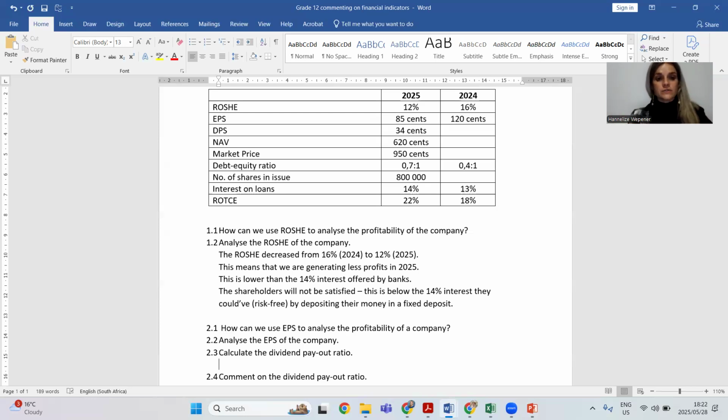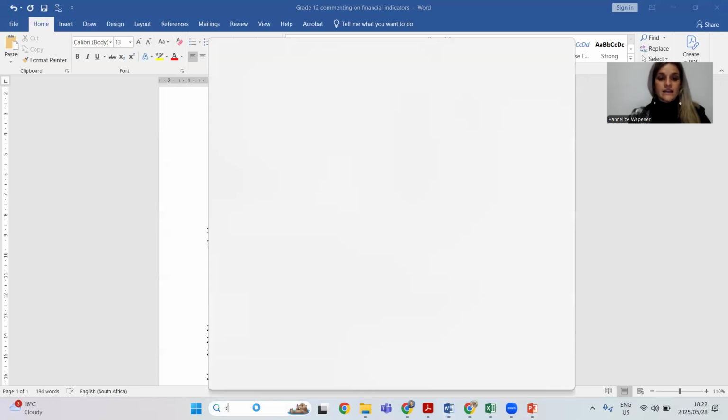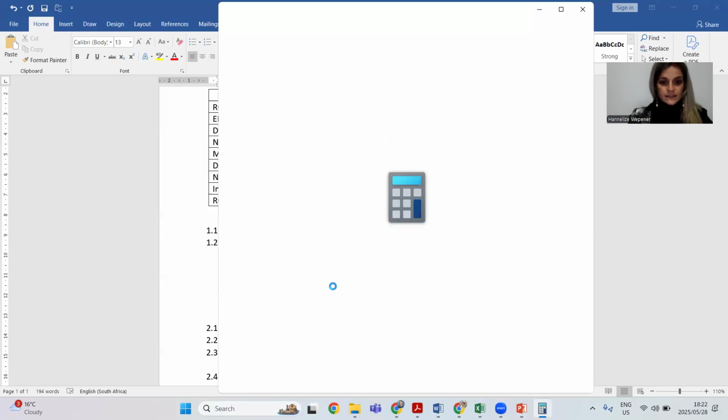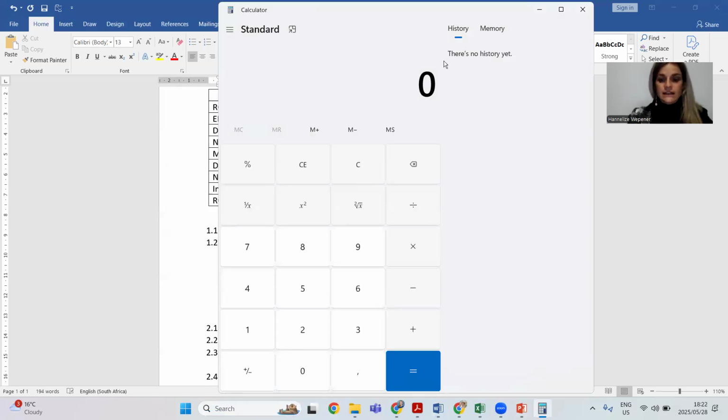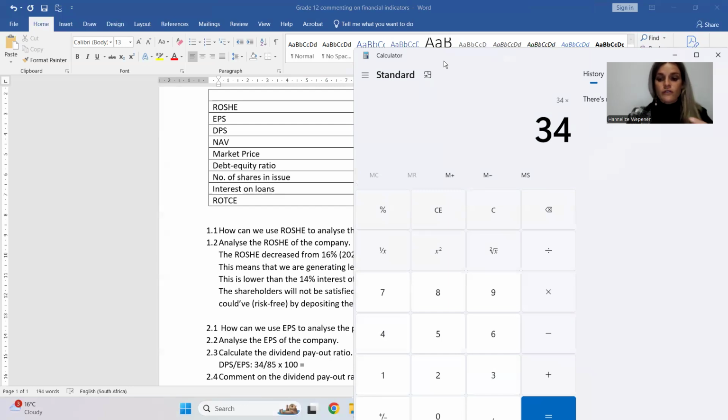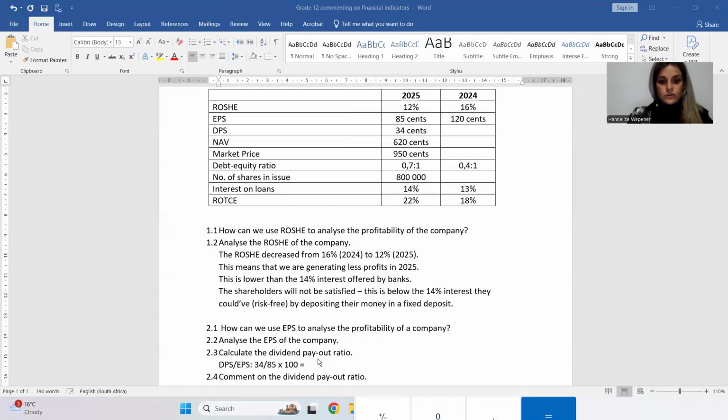So the dividend payout ratio is your dividends per share divided by your earnings per share. In this case, it was 34 divided by 85 times 100, because this is given in a percentage format. So in other words, you're calculating the percentage of your earnings that you distributed to your shareholders. So 40%.